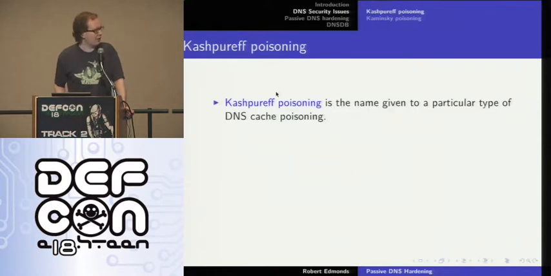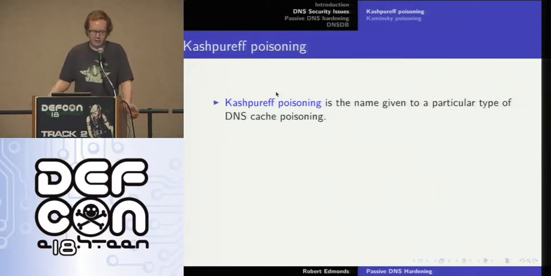Let's see. Kashpureff poisoning is the name of a type of DNS cache poisoning that occurs when a content name server appends extra records to a response. It's particularly insidious because an attacker can poison any record in the entire DNS tree simply by running a content name server and tricking clients into looking up a DNS name under the control of the attacker. So that's very easy to do.